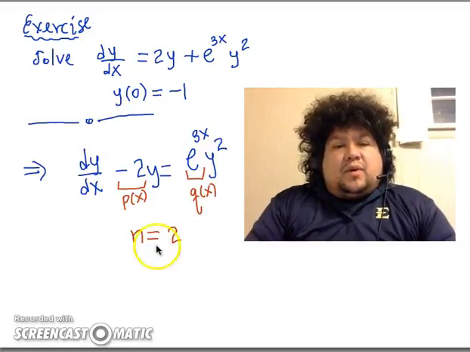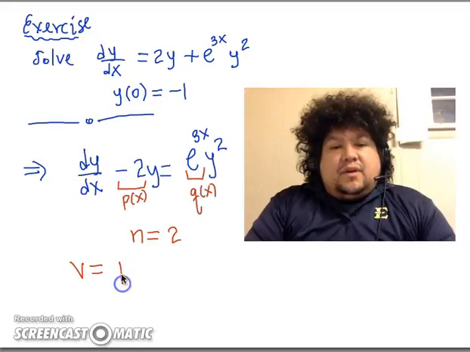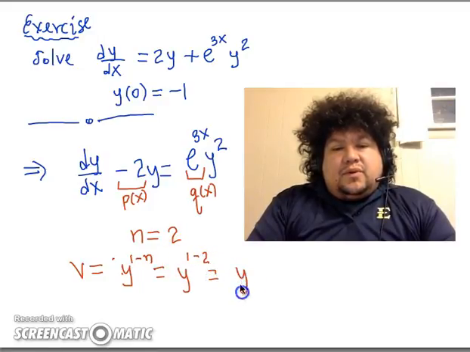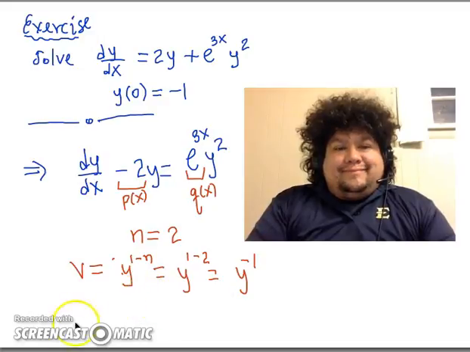It's a second power. So we're going to define v, the new variable, and this is where we're doing the substitution, as a power of y. Okay, so v would be defined as y to the 1 minus n, which in this case is 1 minus 2, or minus 1. So v would be y to the minus 1.